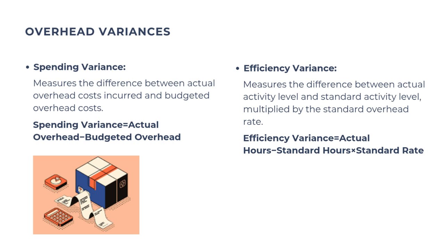Next, the overhead efficiency variance measures how well we used our activity base, usually labor or machine hours. The formula is efficiency variance equals actual hours minus standard hours times standard overhead rate. This tells us whether we operated efficiently or inefficiently, based on how much overhead should have been applied at standard performance levels. Tracking overhead variances helps identify indirect cost issues and opportunities to improve processes, resource use, and cost control.